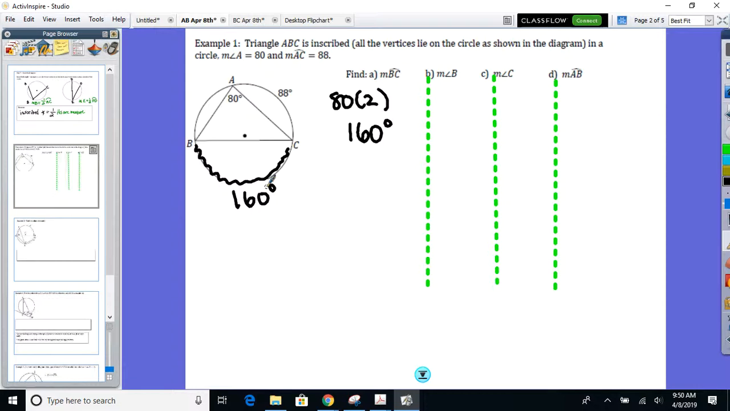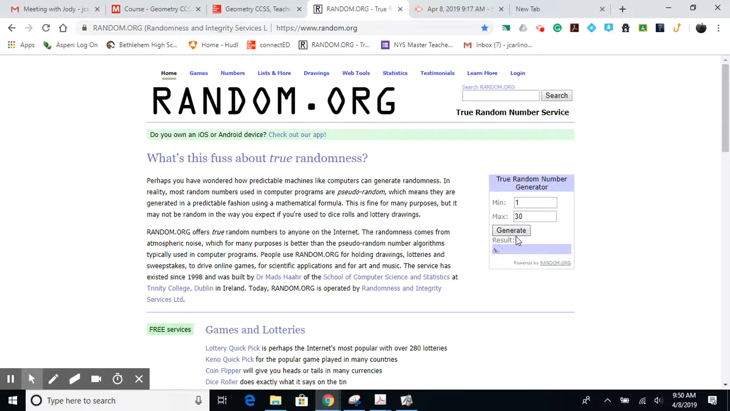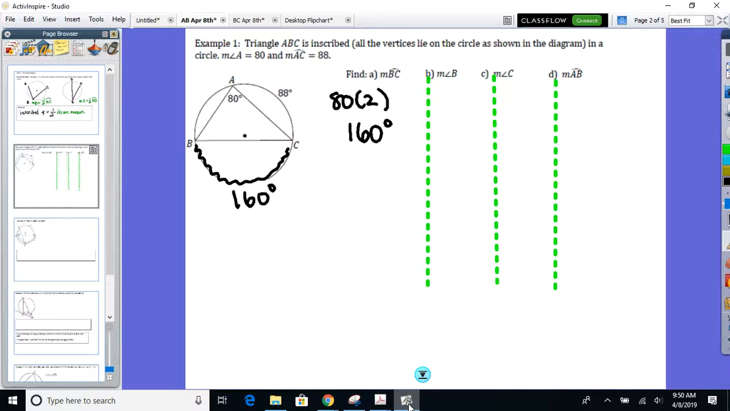Angle B. Angle B, definitely inscribed. It's on the circle. So how do you find it? Angle B, go slowly. What arc is it drawn to? Which is how many degrees? So you took half of 88 in this case, and we end up with an angle of 44 degrees for angle B.